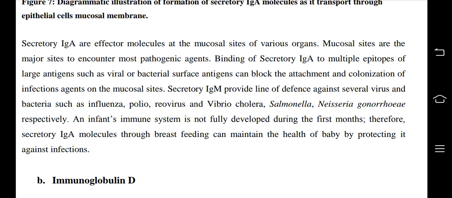Secretory IgM provides a line of defense against several viruses and bacteria such as influenza, polio, reovirus and Vibrio cholerae, Salmonella, Neisseria gonorrhoeae respectively. An infant's immune system is not fully developed during the first months. Therefore, secretory IgA molecules through breastfeeding can maintain the health of a baby by protecting it against infections.